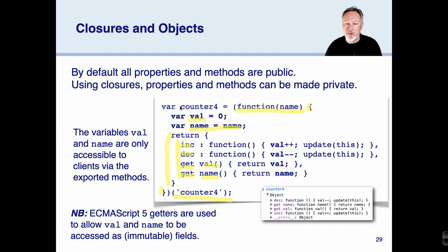So now when we return counter 4 and inspect it, we see it has decrement and increment functions, but name and val are simply getters. They are also essentially functions which will return these values, but they are getters, so there's no way of setting or updating these values from outside. So this is the way that we can hide or protect values. Furthermore, we could have additional variables here without any getters, and they would be completely hidden from the outside.